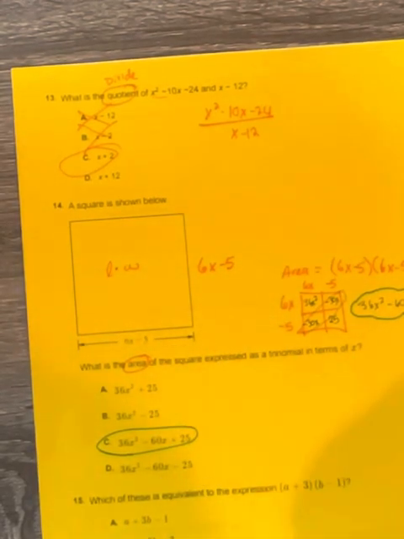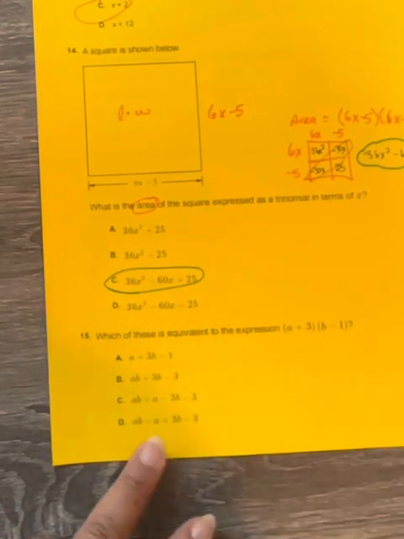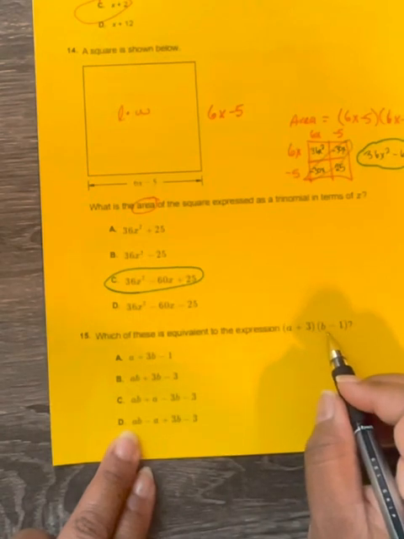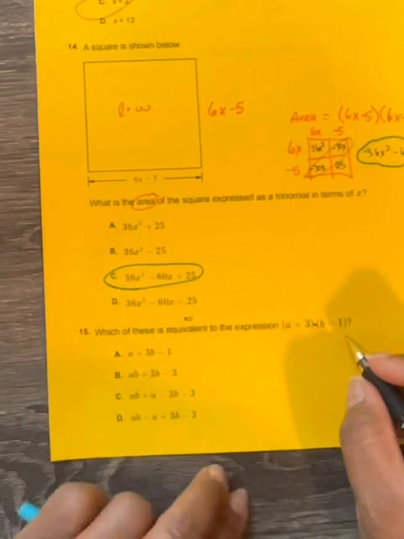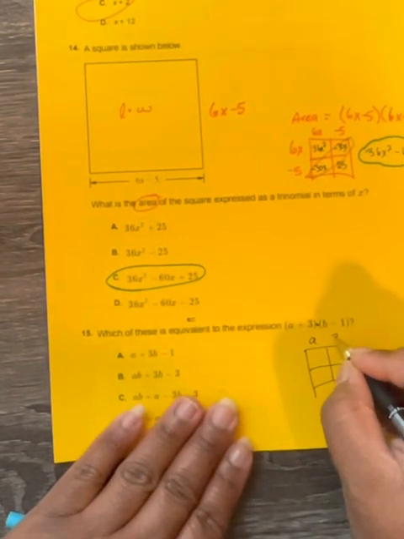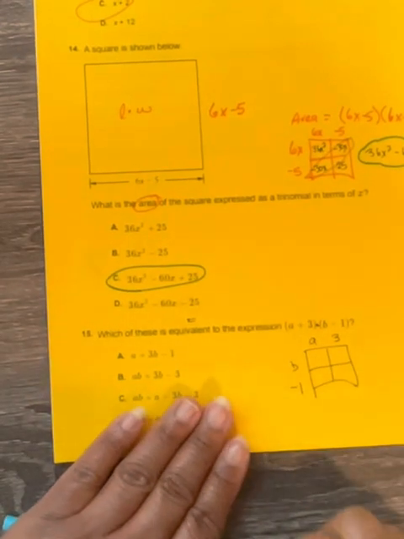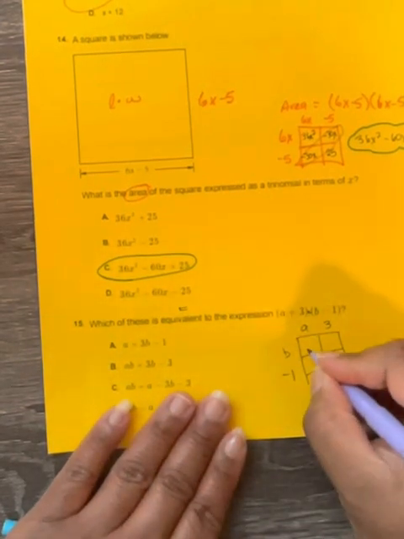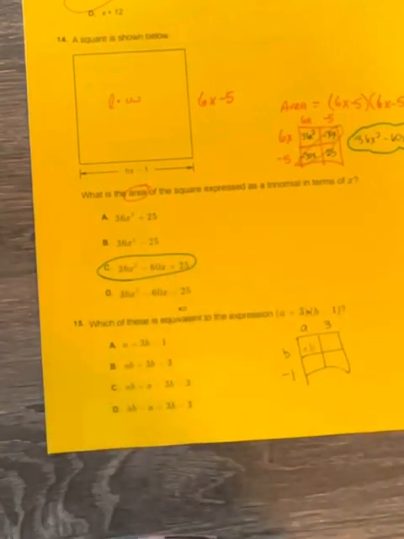So be careful. All right, 15 says, which of these is equivalent to the expression A plus 3 times B minus 1? Well, we know we're multiplying, right? Because of that, go ahead and make your box. This is A plus 3, B minus 1. This becomes AB.